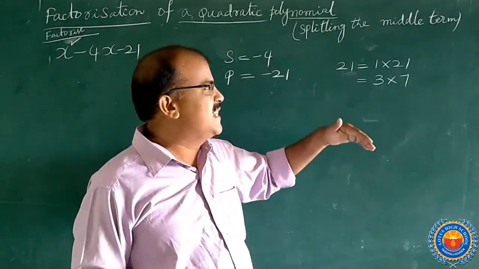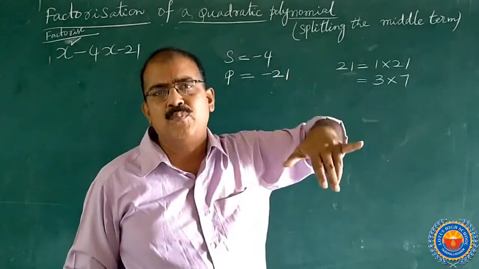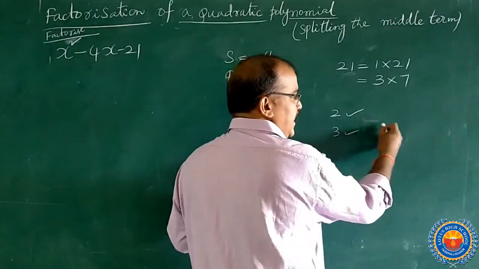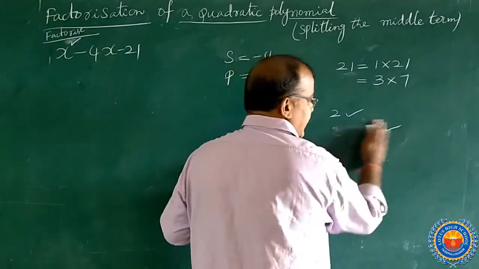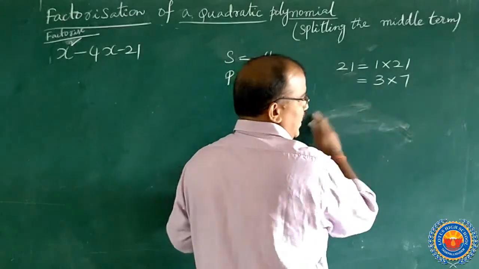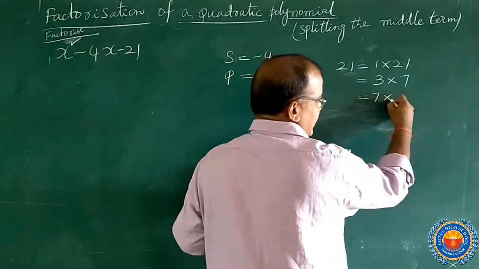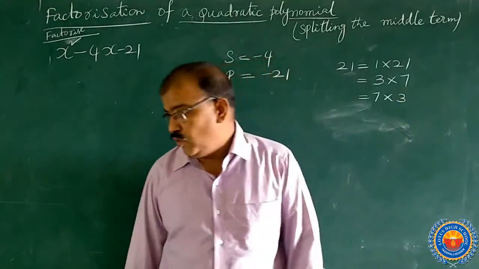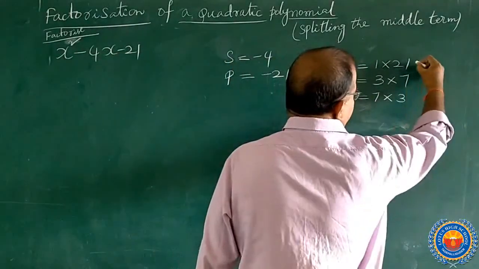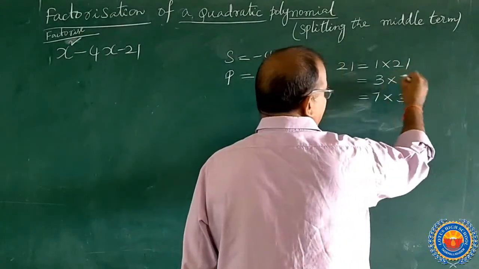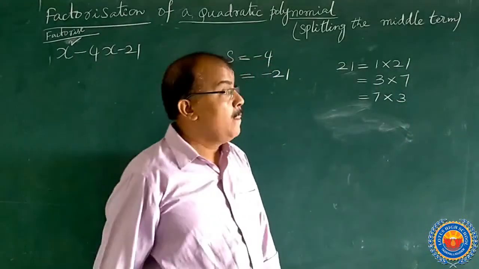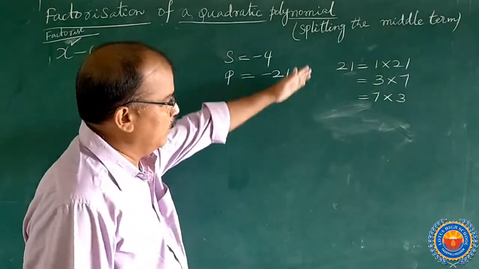What about 6? If 2 is divisible and 3 is divisible, then only 6 will be divisible. Here 2 is not divisible, only 3 is divisible, that's why 6 is not divisible. After that, 7 into 3. Stop. No need to continue; you take only 1 into 21, 3 into 7. So 1, 3, 7, 21 are the factors of the given number 21.